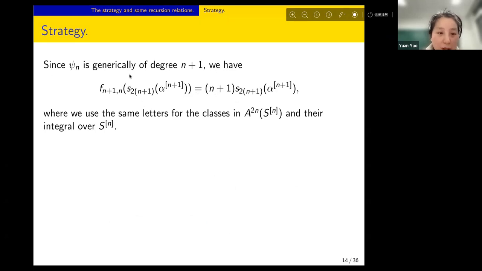So in principle, I should write the integration here, integration here. But for simplicity, I just write the same letters for the integration and the integral and also the class. You can think about the points, or you push forward and you pull back, you get n times 1 times this, the numbers.